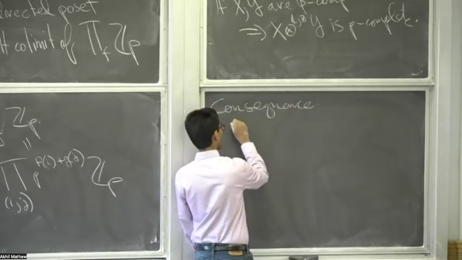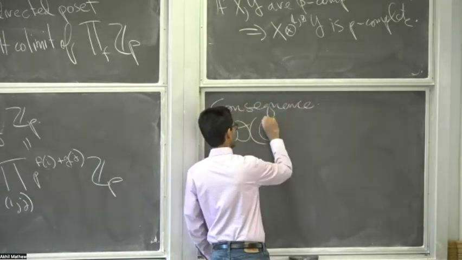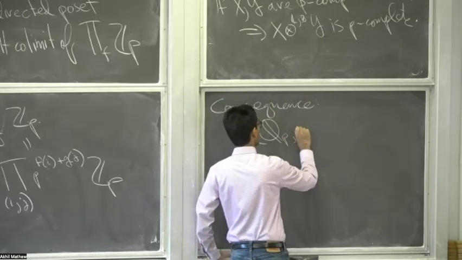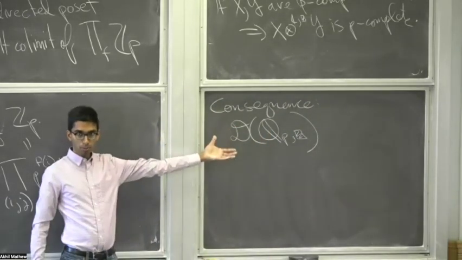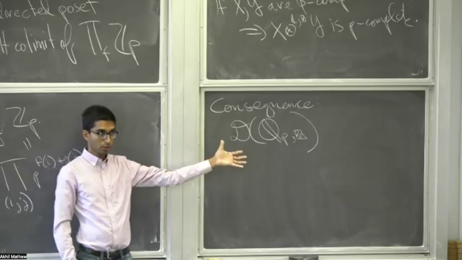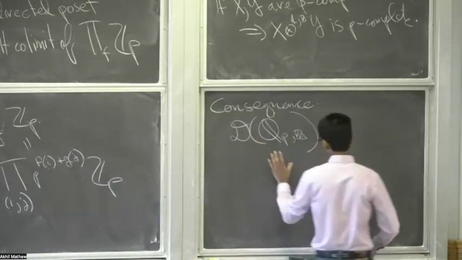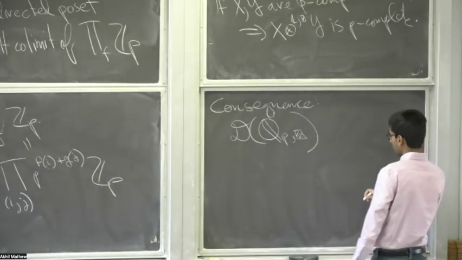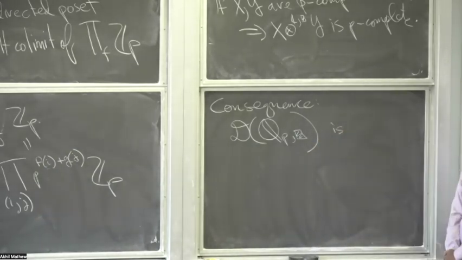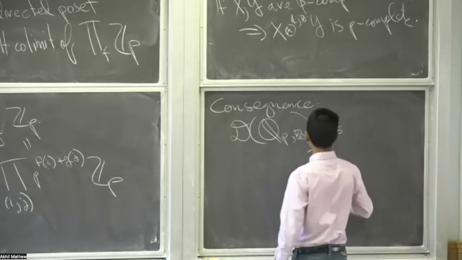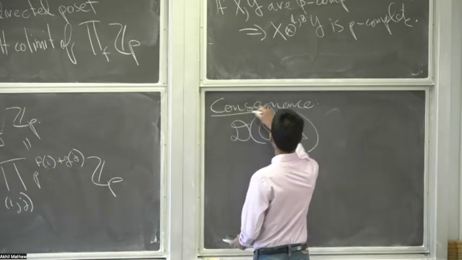This is if you work with D of QP solid. So again, this is just going to be objects where P is invertible. So this is also a full subcategory of D of Z solid because P is idempotent. And this is compactly generated. So this is a consequence.